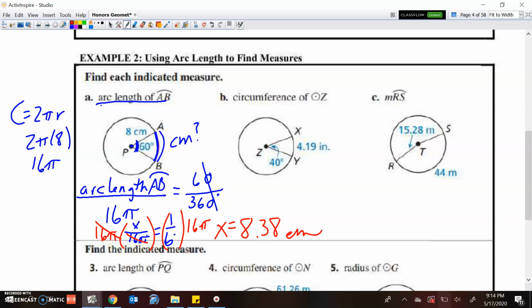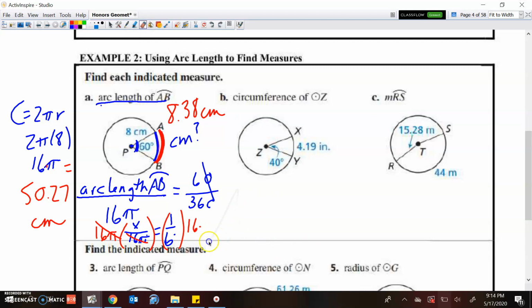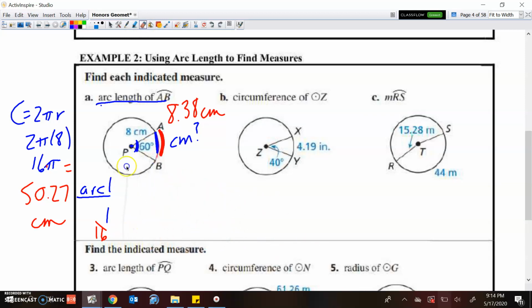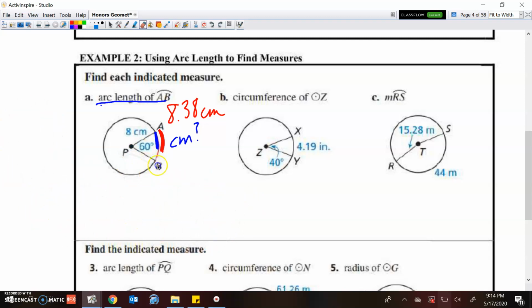So the arc length of that little piece makes sense. If the whole circumference equals out to be 50.27, 50 centimeters, then just this arc being 8.38 centimeters is a logical answer. And when I say logical, it's always good to go back and look at your work. I'm erasing this. If you needed that, just go back in the video.